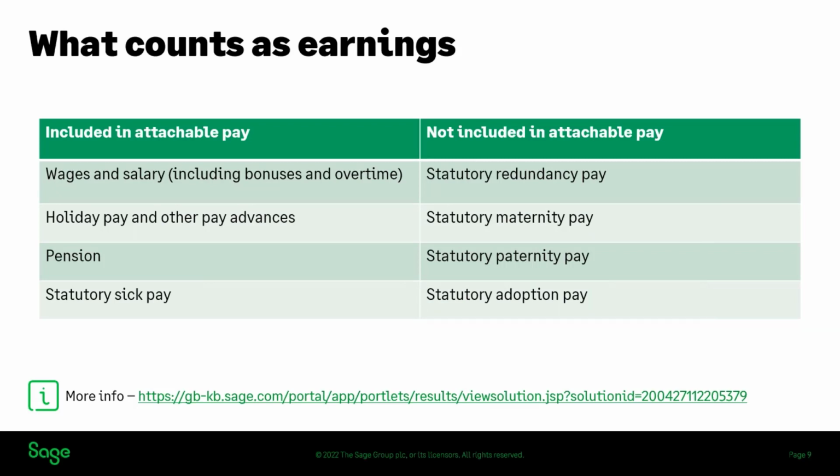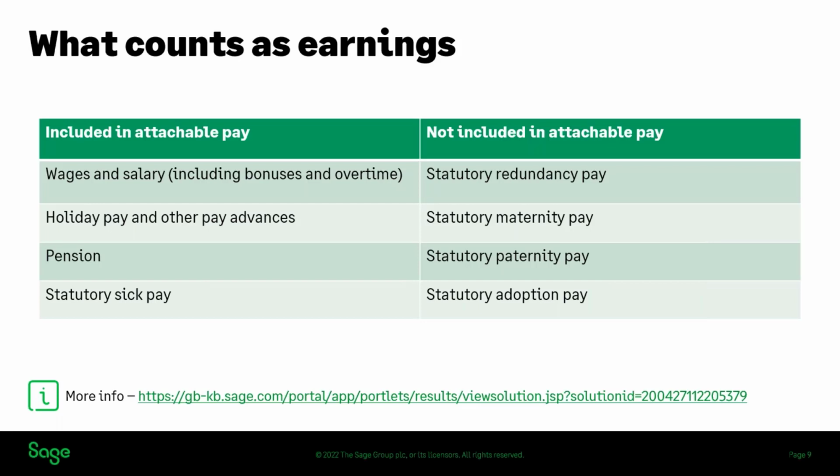So you would need to include in the attachable pay wages and salary, including bonuses and overtime. So pretty much any payment that's subject to tax and NI is also attachable. That also includes holiday pay and other pay advances, pension payments made to an employee. So if you pay them a pension through your payroll, that's attachable. And also statutory sick pay, which is pretty much the only statutory payment that would be included in attachable earnings.